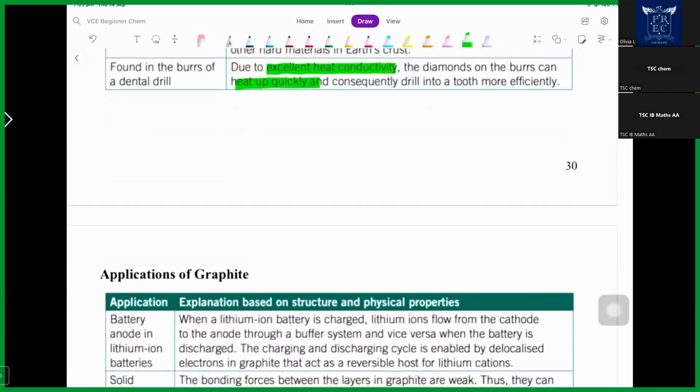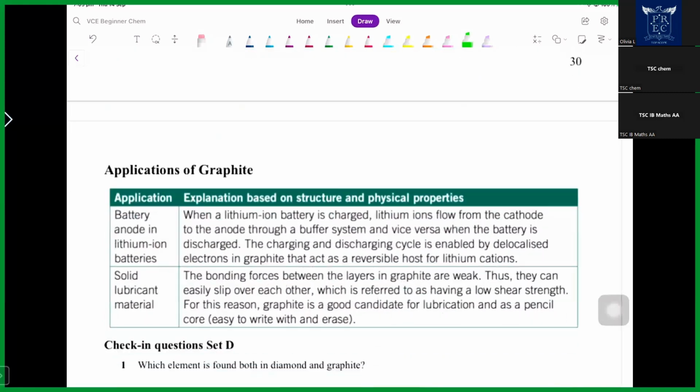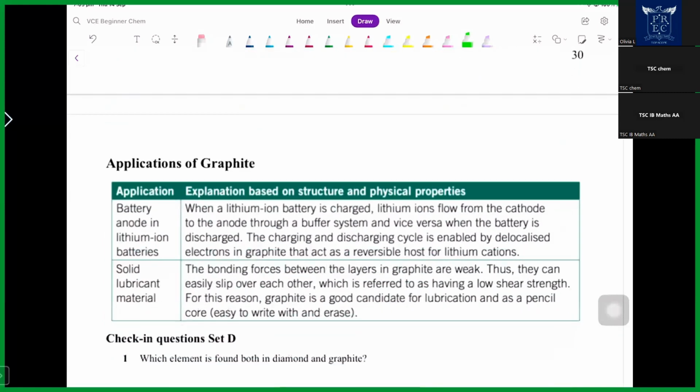Graphite: we use it as an electrode in the battery. Okay. We will cover the details about the lithium ion battery in unit 3. So this one will be in your unit 3, unit 3, 4, yeah, next year.